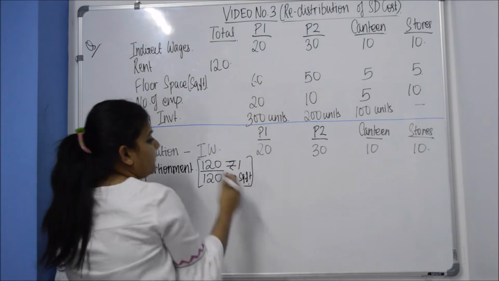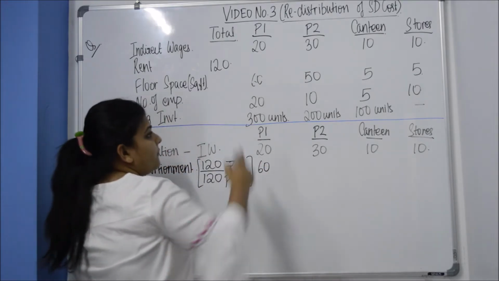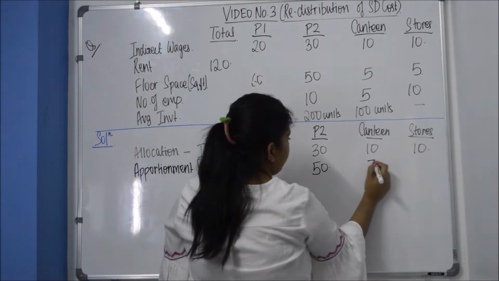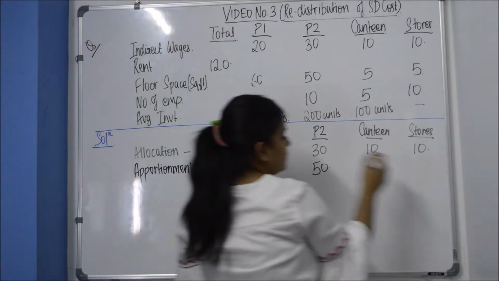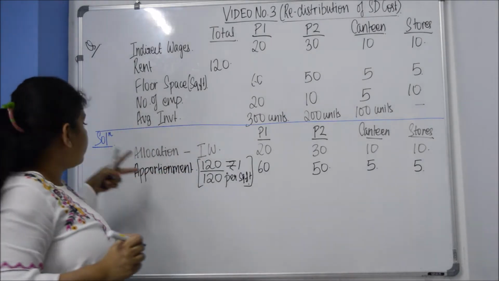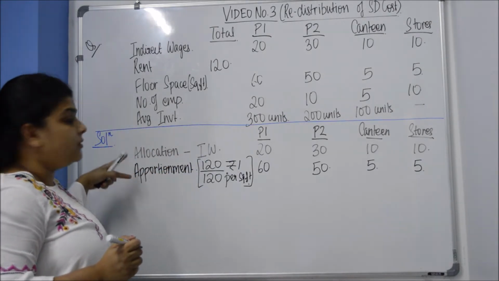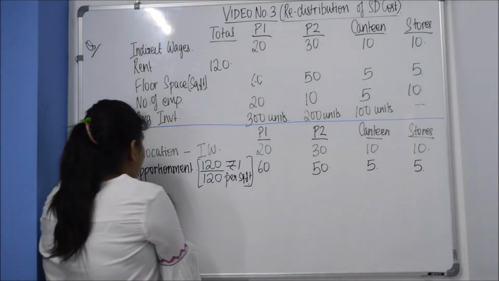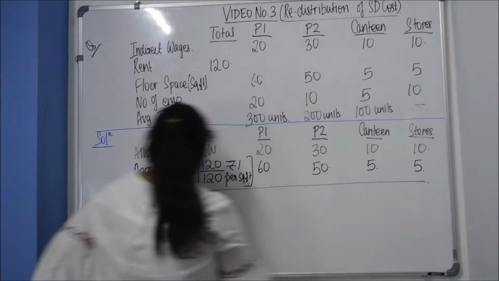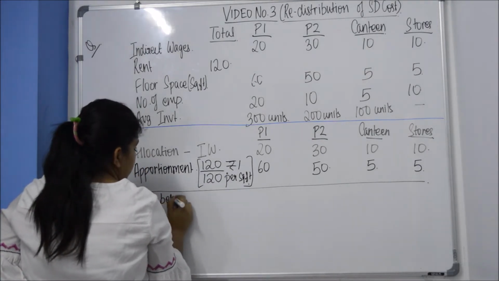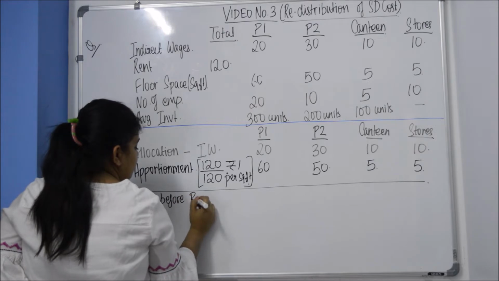So 60 square feet means rupees 60. 50 square feet, that means rupees 50. 5 square feet means rupees 5 and stores again 5. So since we have 2 costs, we have allocated and apportioned. So our step 3 is over. What I get is total cost before redistribution.